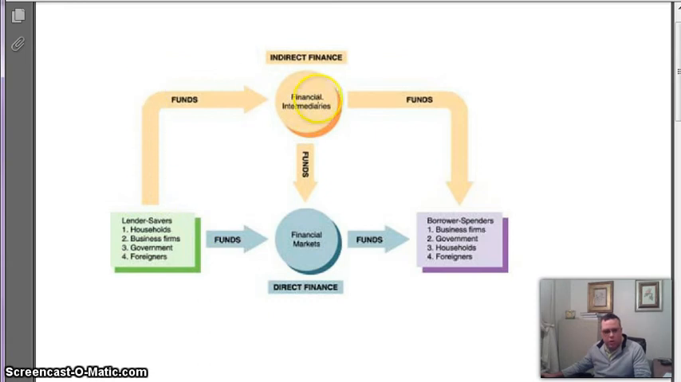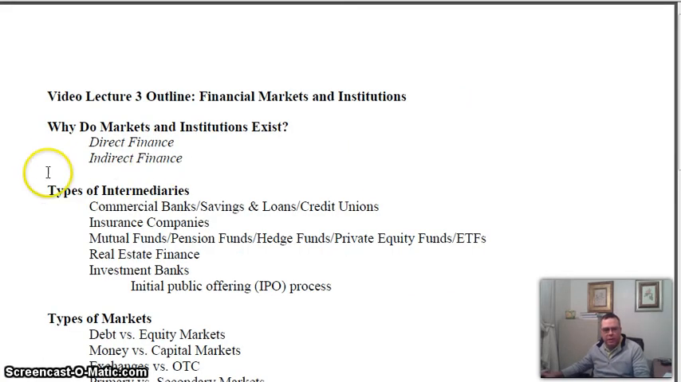Institutions tend to handle the indirect finance, where you pool money together. We'll compare and contrast why you have those two different markets. There's certain types of financial transactions that are set up for one versus the other. But before we do that, we're going to talk about different types of intermediaries, and then we're going to talk about different types of markets.